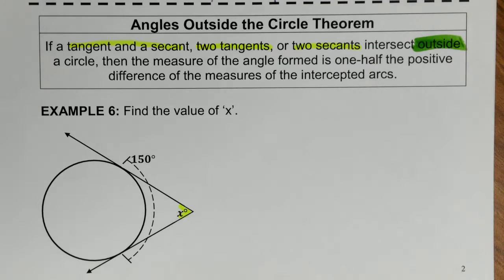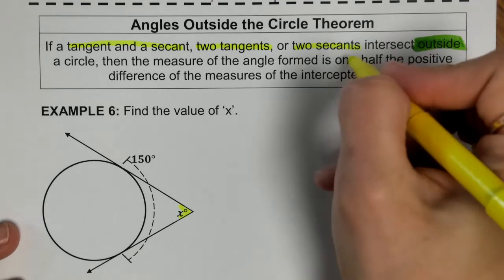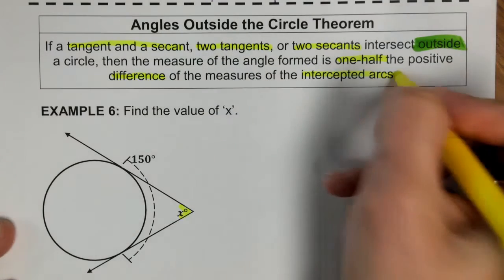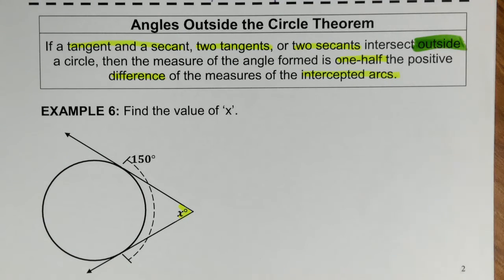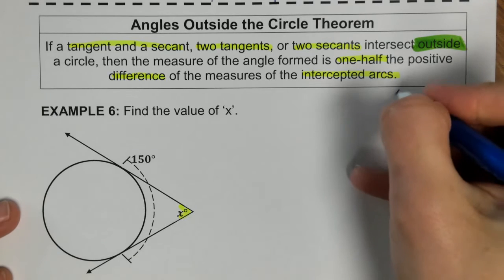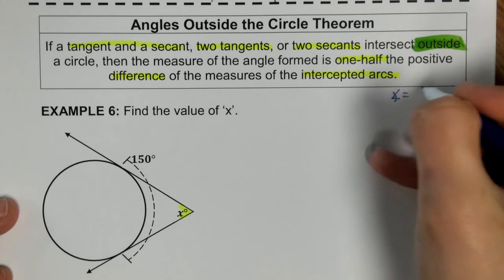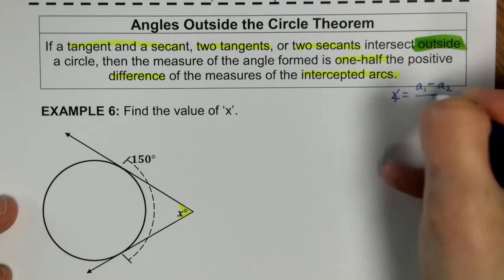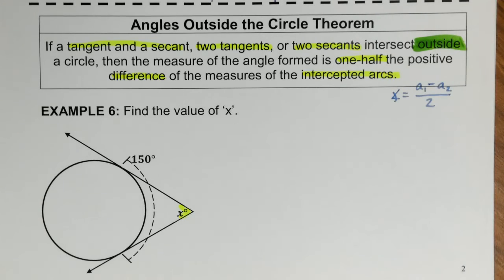If we are outside, then the measure of the angle is 1/2 the positive difference between the two arcs. The positive difference just means subtract the smaller number from the larger number. That way you don't get a negative number. So here we can look at our formula being the measurement of your angle is equal to A1 minus A2. So now we're subtracting, and we'll put that all over 2. So when it's outside, we're going to subtract.